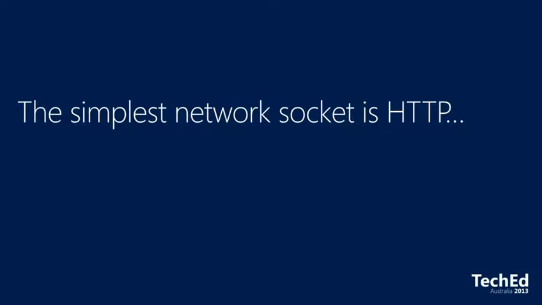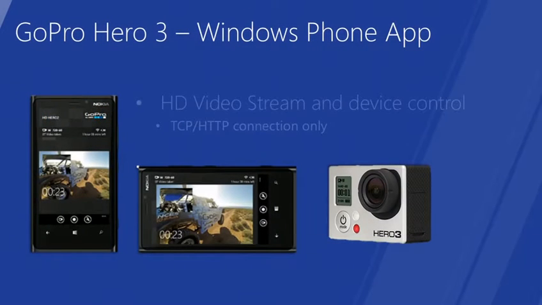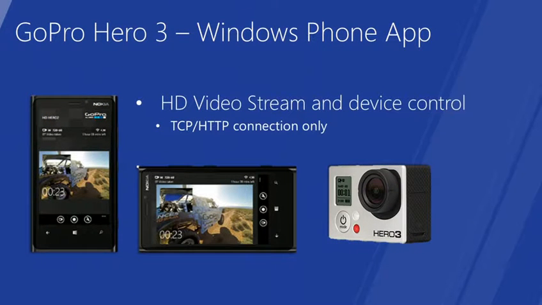The simplest network socket is HTTP. And I say this because I've shown you the UPnP stuff. The UPnP stuff is great, but a lot of hardware developers now move into HTTP because people are more familiar with that. A great example of this is GoPro. The guys that wrote the GoPro Hero 3 app on Windows Phone, which is a great app if anyone has GoPro devices, had a really easy time, because the Hero 3 has its own inbuilt Wi-Fi access point. You connect to that access point, and it exposes a set website that allows you to control the camera.